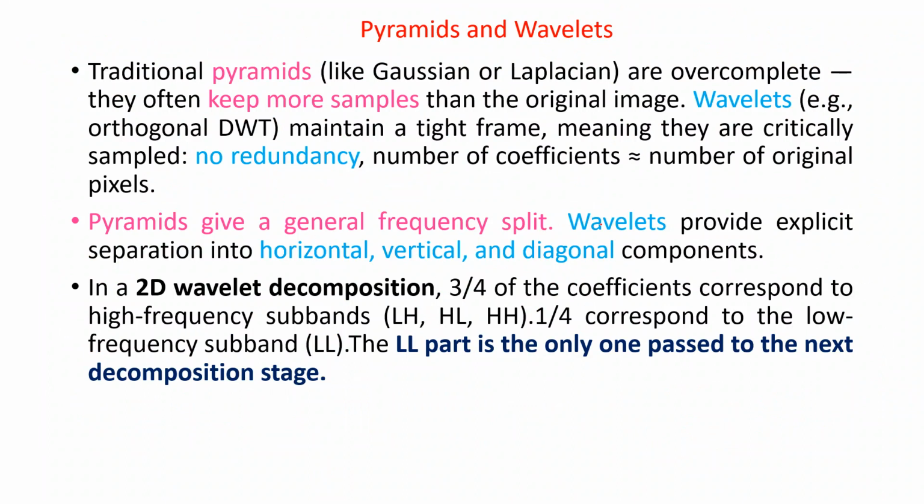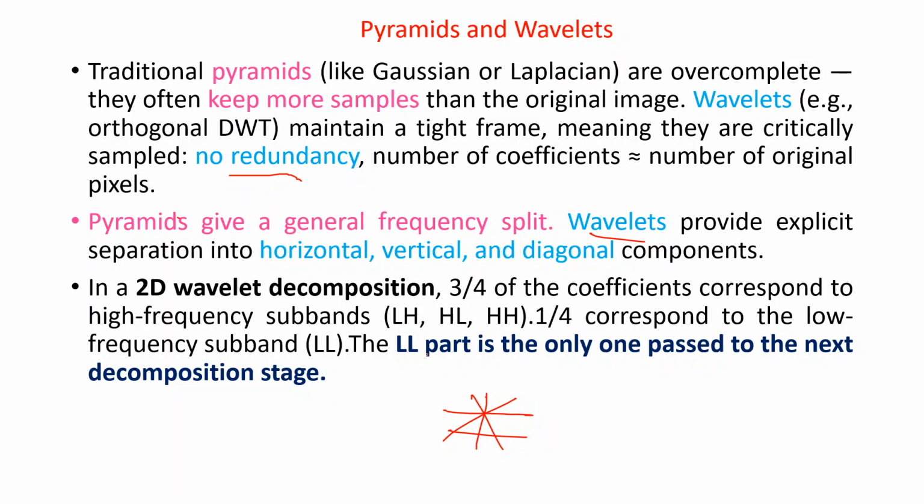Some major or common differences between pyramids and wavelets are discussed here. Traditional pyramids keep more samples than the original images, but the wavelet doesn't provide any additional samples, so there is no redundancy here. Pyramids give a general frequency split. There is no separate horizontal and vertical split, but in the case of wavelets, we can divide the images into a horizontal component, a vertical component, as well as a diagonal component.